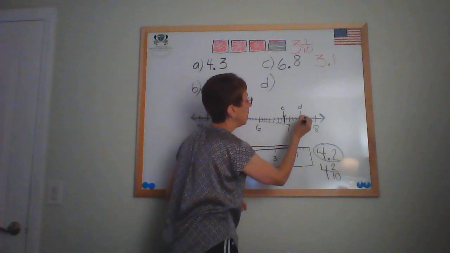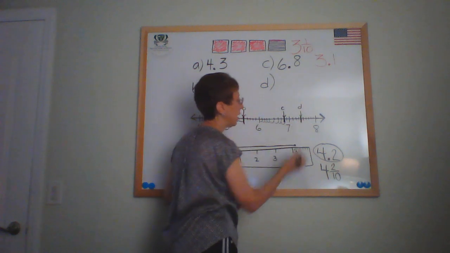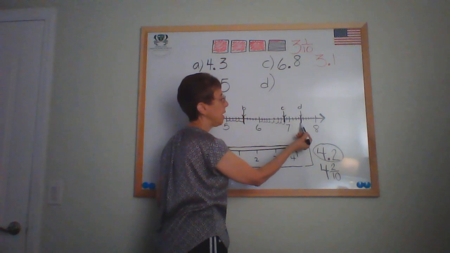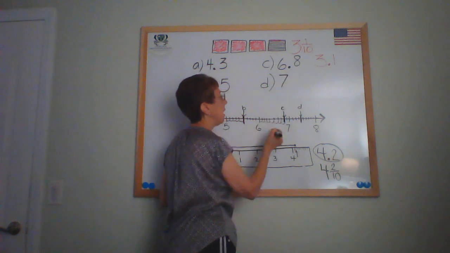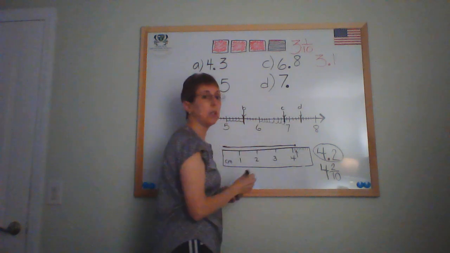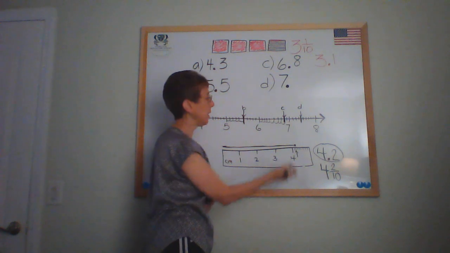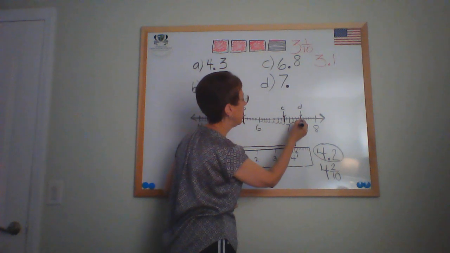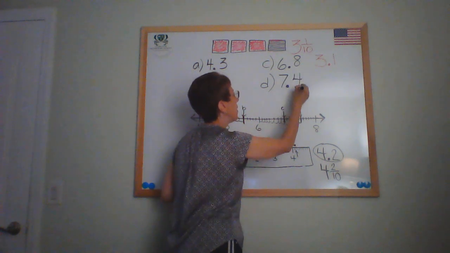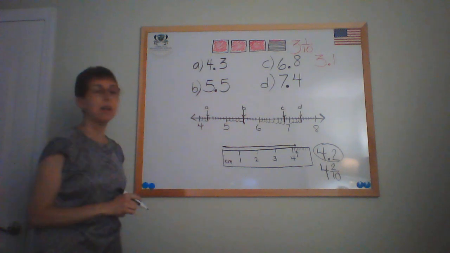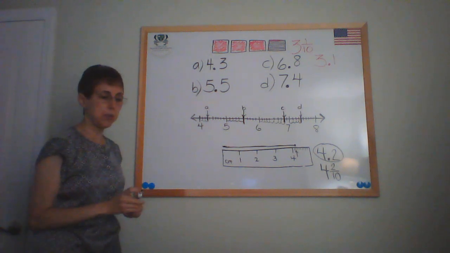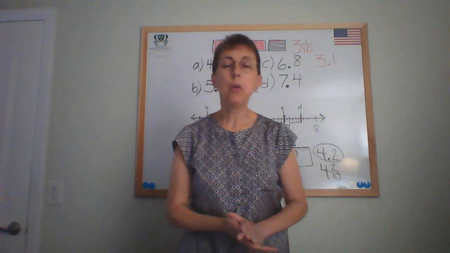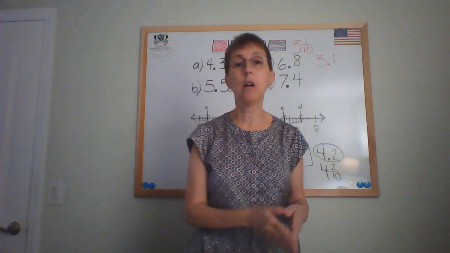And then our last one here is D, which is right here. We look, it comes between 7 and 8, so we know it's greater than 7, less than 8. 7, and then we look to see how many tenths past the 7 it is. And so we start 1, 2, 3, 4. It is 4 tenths past the 7. 7 and 4/10.